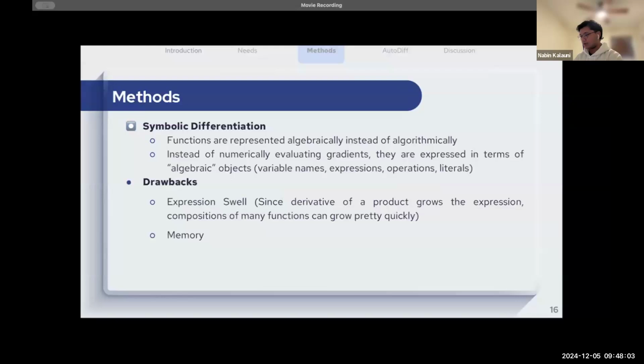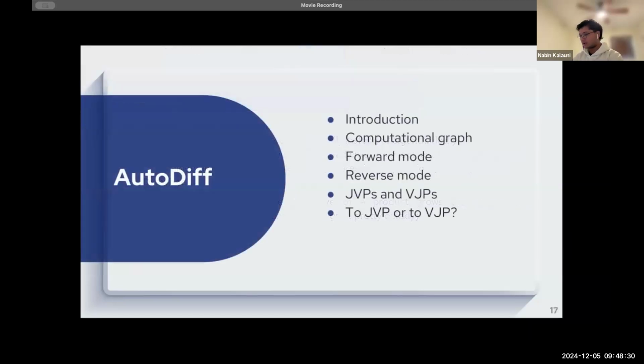But again, the problem with this is something called expression swell. Even if you start with something relatively simple, whenever you have a product between two things, now it's going to be a sum of two different things, right? So it can grow pretty quickly and become exponentially large. The derivative is going to keep growing too large, and that has implications on memory. So it's also not a very neat way of doing things.